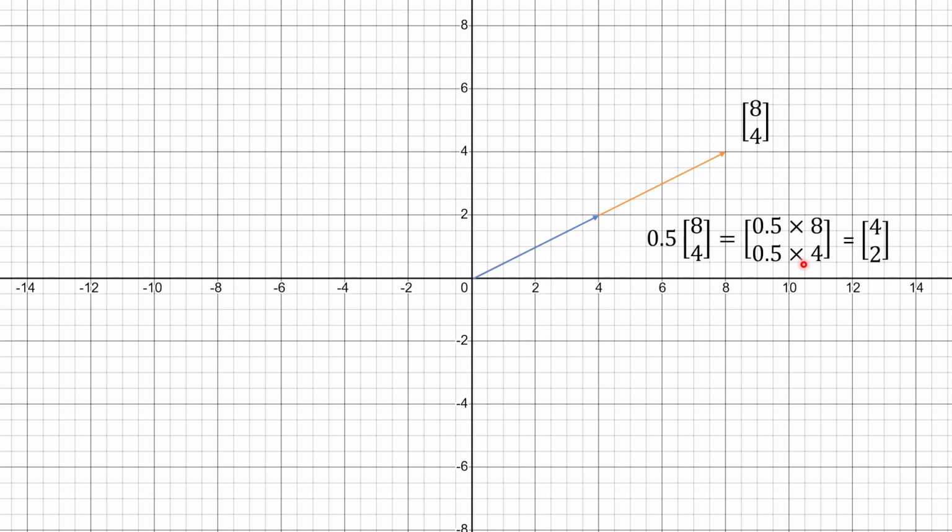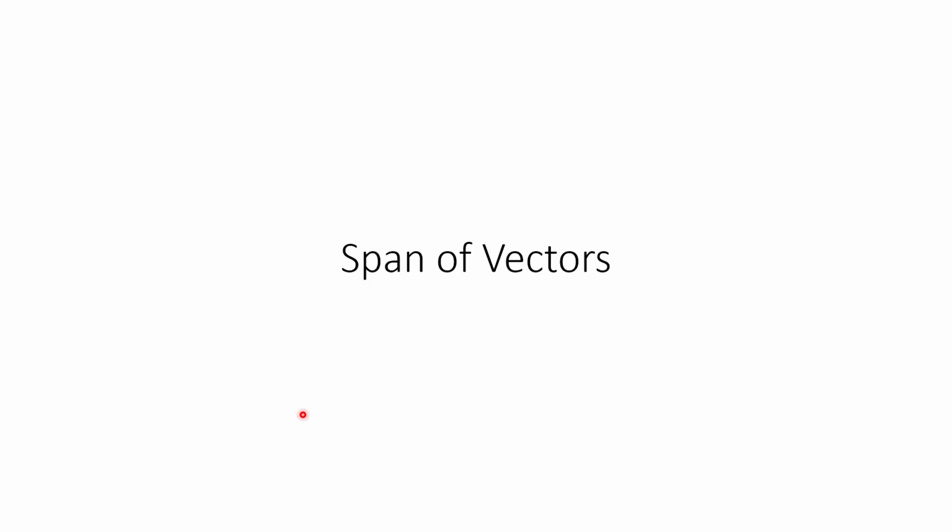Now, what if we multiply by a negative scalar, for example minus 0.5? In this case also, each and every coordinate, that is the x coordinate and y coordinate, will get multiplied by 0.5, and will get compressed and reversed, and we'll get a new vector which sits at minus 4 and minus 2. Keeping this scalar multiplication idea in mind, let's move forward to the span of vectors.